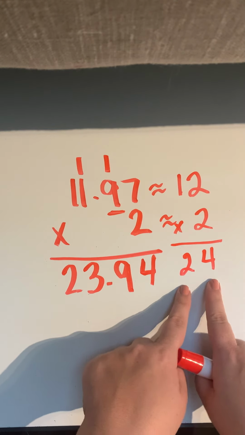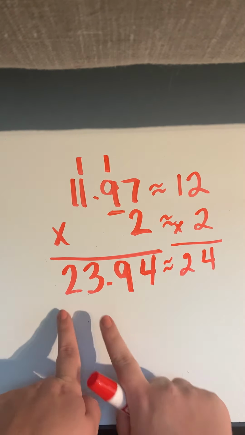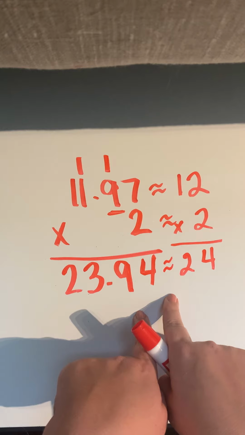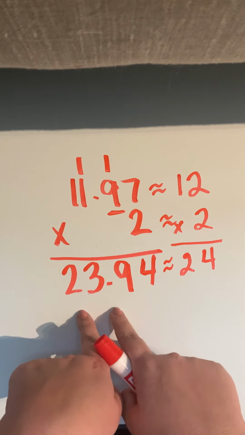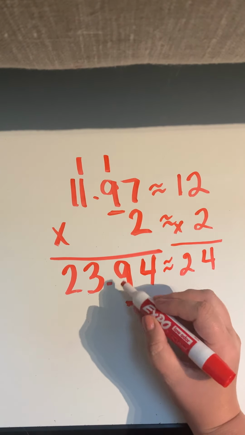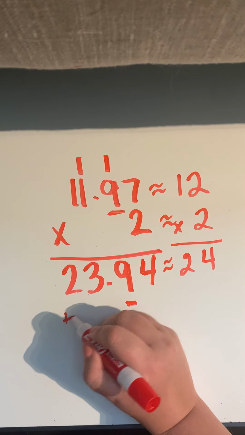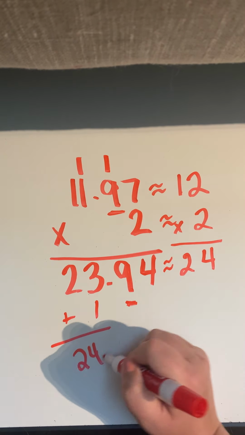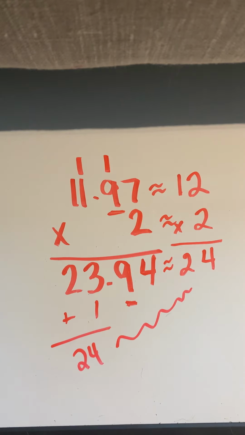You can see that 24 is very close to 23 and 94 hundredths. If I were to round this to the nearest whole, I would look at my 9, and I would say, okay, that's 5 or more, so I'm going to raise the score. And you see that they're the same.